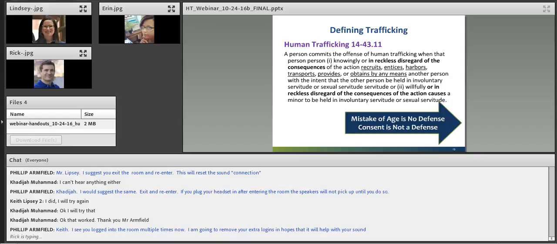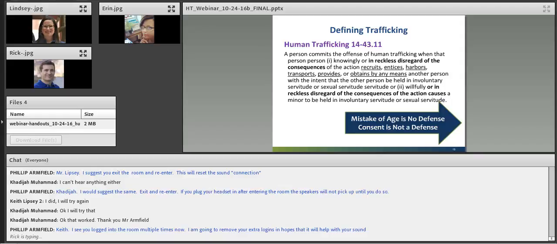Additionally, you don't get to argue that the minor was consenting as a defense. There's nothing consensual about the commercial sexual exploitation of someone under the age of 18. So this statute, 14-43.11, is what I call our recruitment statute. Once you've recruited someone for the purpose of human trafficking, that's a complete crime in and of itself.